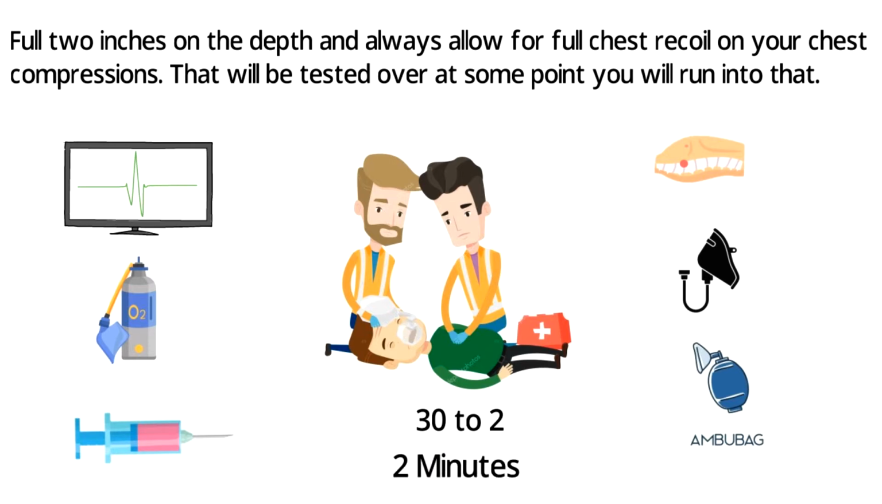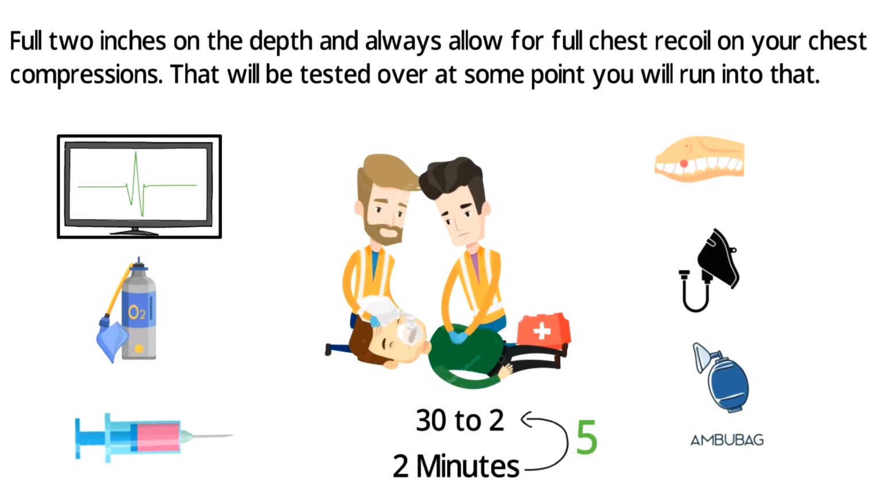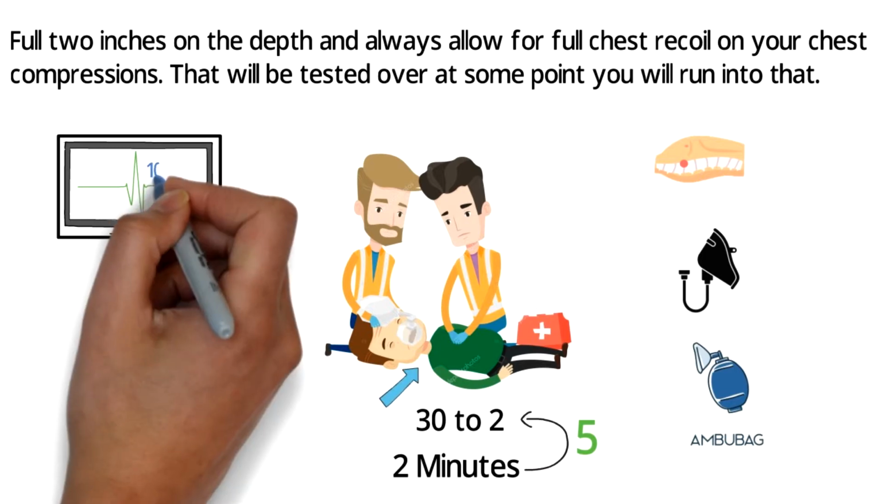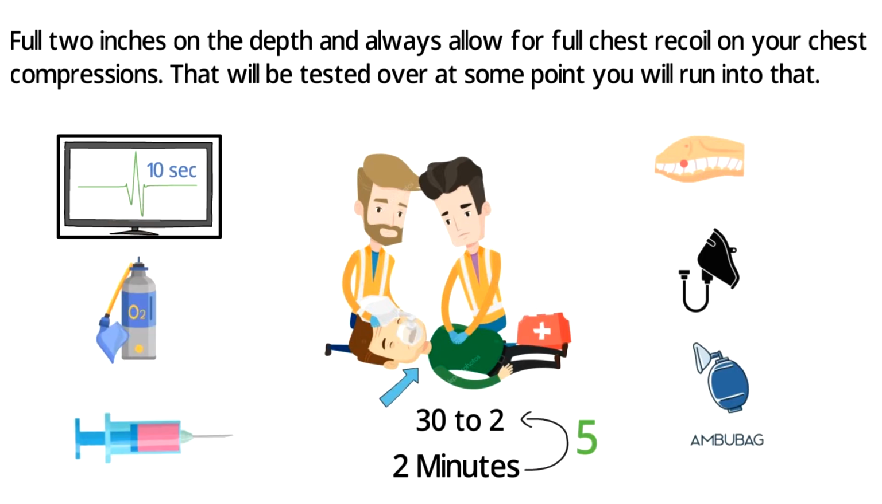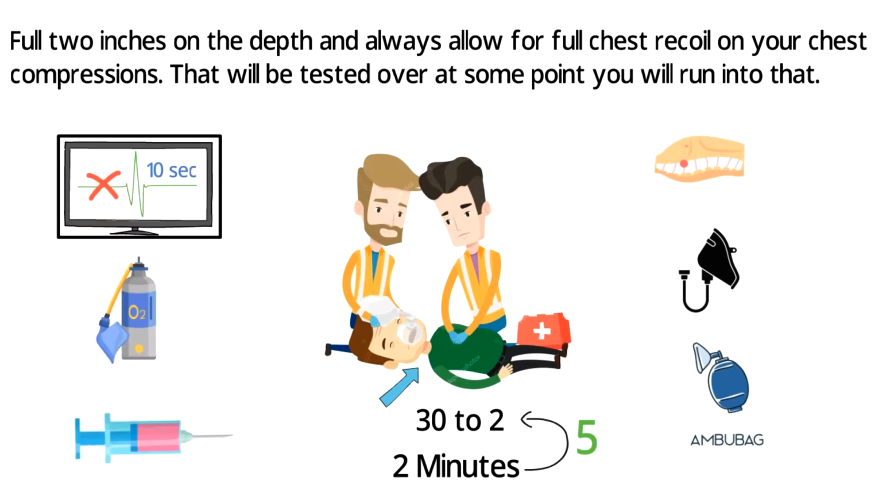After 2 minutes or 5 cycles of 30-2, we're going to check a rhythm. The way that we do that, we're going to check the rhythm on the monitor, but we're also going to check the pulse again, right? And where we check the pulse, right here at the carotid, no more than 10 seconds, y'all. We do not need to interrupt chest compressions for more than 10 seconds to be checking for a pulse. So let's say we've still got PEA or asystole, we still don't have a pulse. Is it shockable? The answer is no.